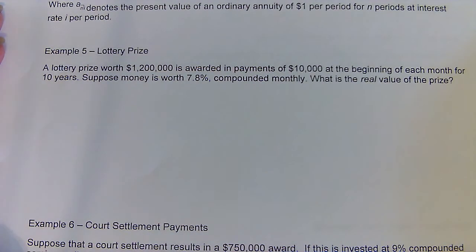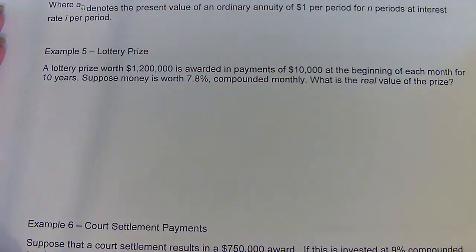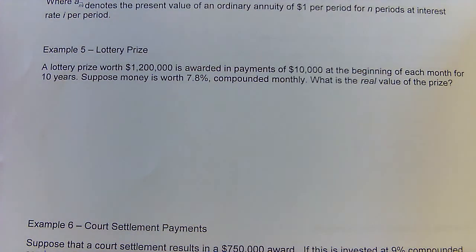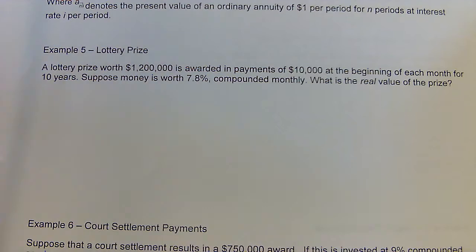So a lottery prize worth $1.2 million is awarded in payments of $10,000 at the beginning of each month for 10 years. Suppose money is worth 7.8% compounded monthly. What is the real value? So we're trying to find that present value.